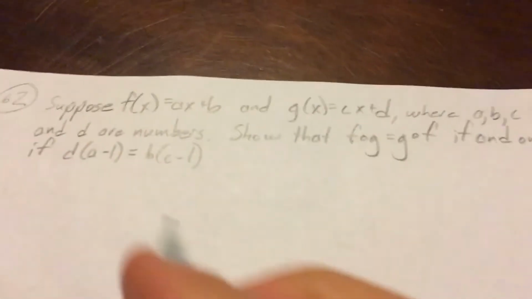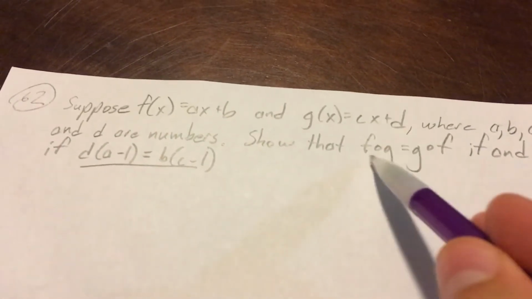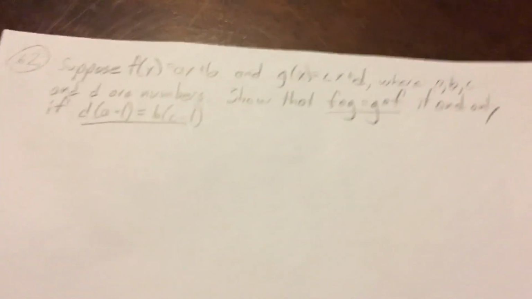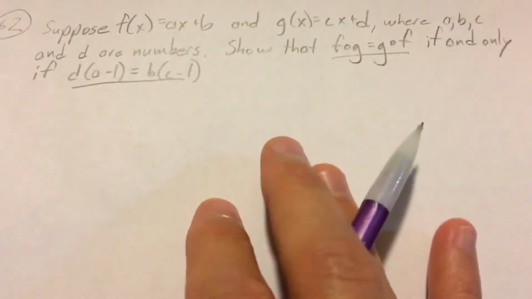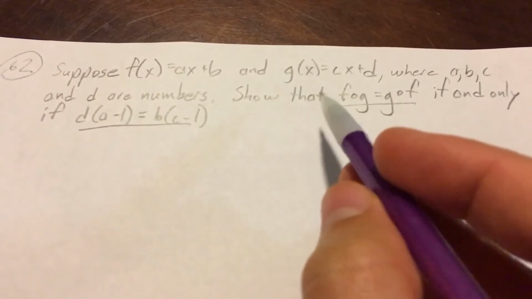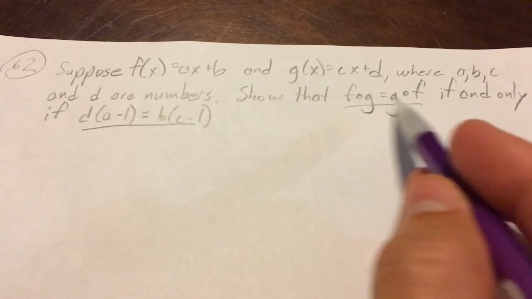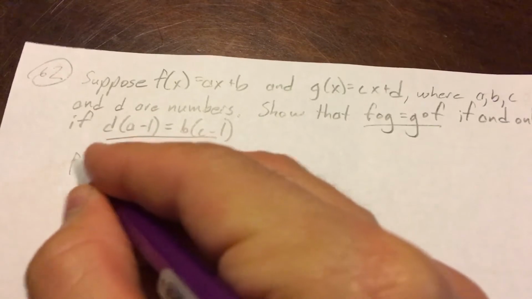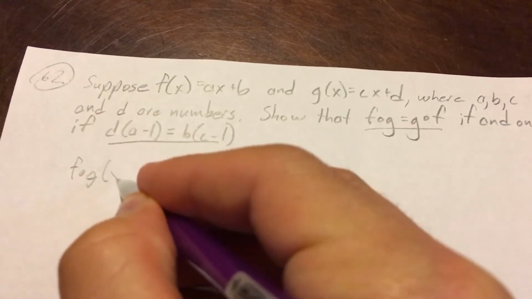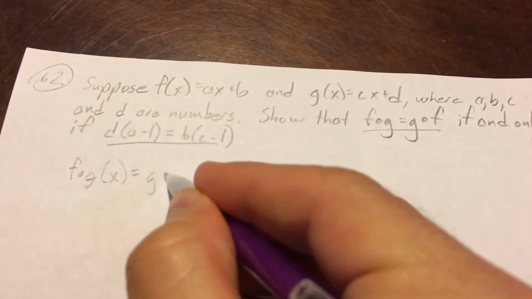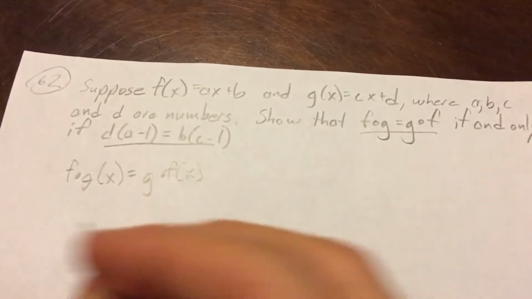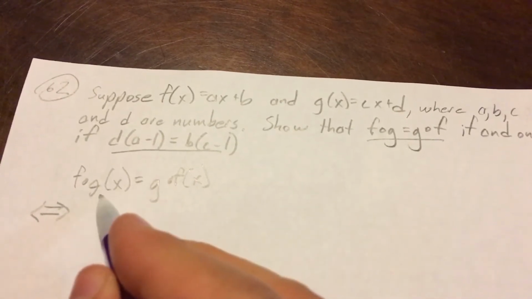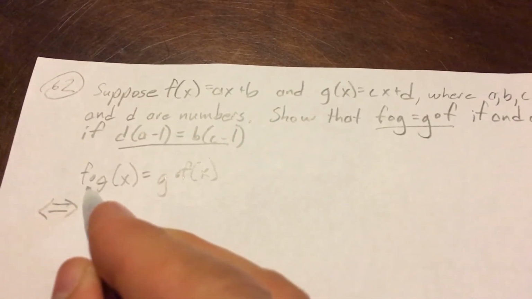Okay? So I have two statements here, and I'm supposed to say basically those are the same thing. So here we go. Here's what I'm going to do. I'm going to start with supposing these two things are the same. So f of g of x equals g of f of x if and only if, or exactly at the same time as, or this means the same thing as what?